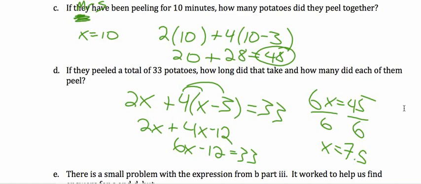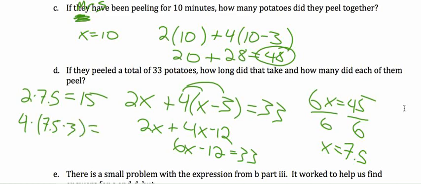To figure out how many each of them peeled, well, that's easy. Take 2 times 7.5 for me. I'm putting this over on the left-hand side. It's 15. And then take 4 times 7.5 minus 3, or 4 times 4.5, which is 18. Okay? So 15 for me, 18 for my wife. She peeled more even though she started later.